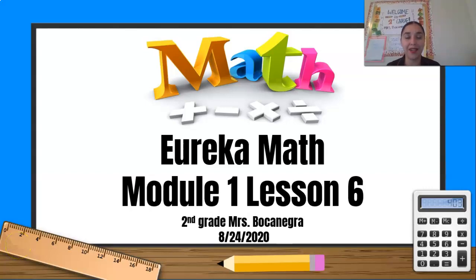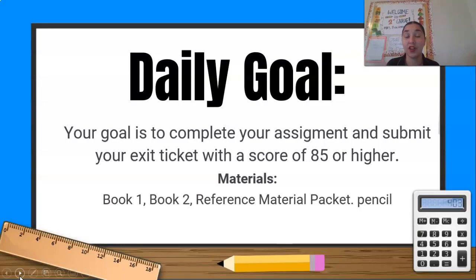Today is Monday, August 24th, 2020, and today we're working on lesson number 6, and we're still on module 1. Our daily goal is to complete our assignments and submit your exit ticket and score an 85 or higher. Your materials for today are book number 1, and remember, book number 1 has yellow on the side. It should be already numbered. Book number 2, blue on the side. If you haven't numbered it, number it right now.